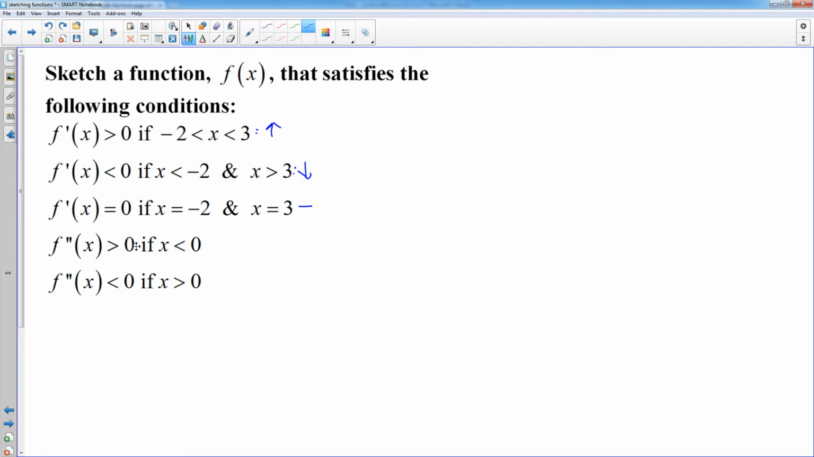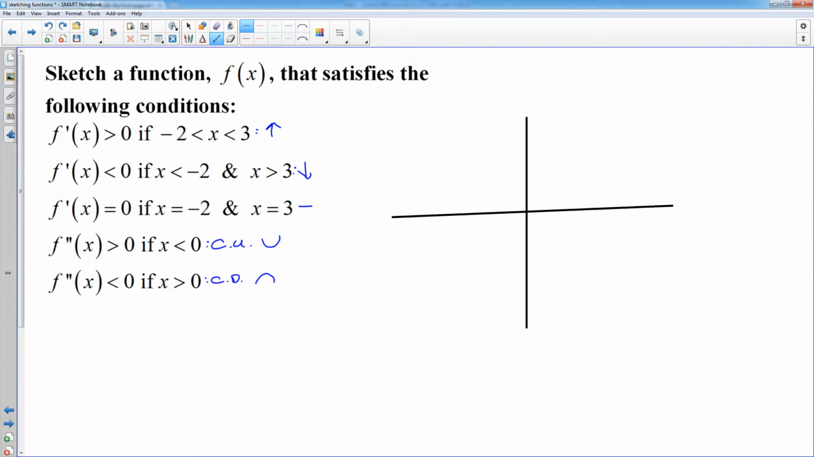If the second derivative is positive, that means your function is concave up, which looks like a U. If the second derivative is negative, your function is concave down, which looks kind of like an N. Now we need to tie all of that into a single graph. So I'll do my axes here. I have negative 2 and 3, so I do need both sides of the y-axis. I'll throw in my own little scale, going to negative 2, then positive 3 at least, because I have information about positive 3, and I guess negative 3 and negative 4.